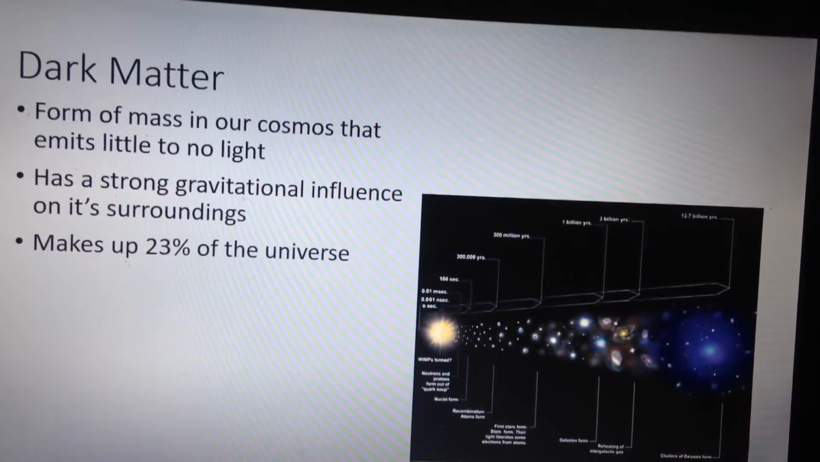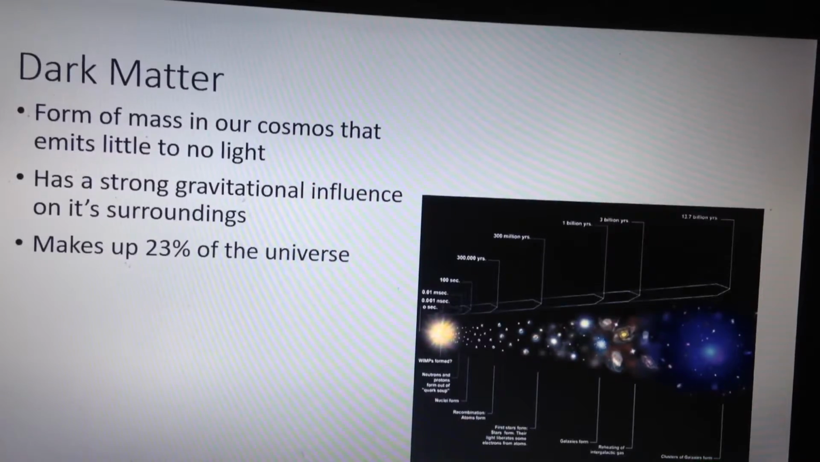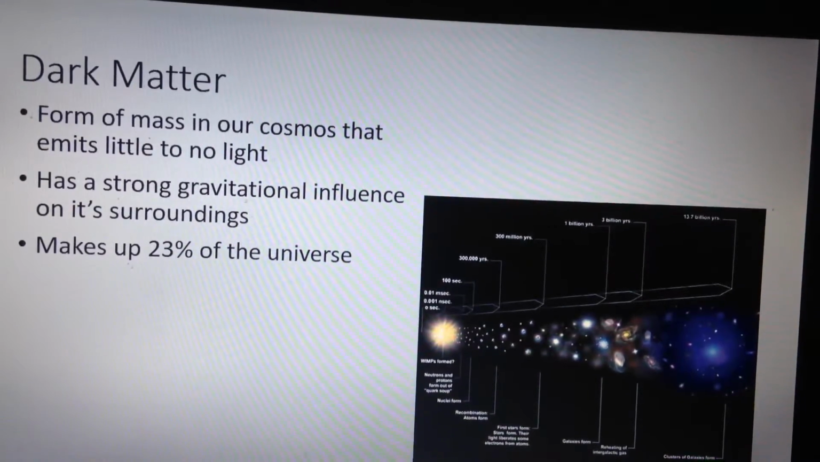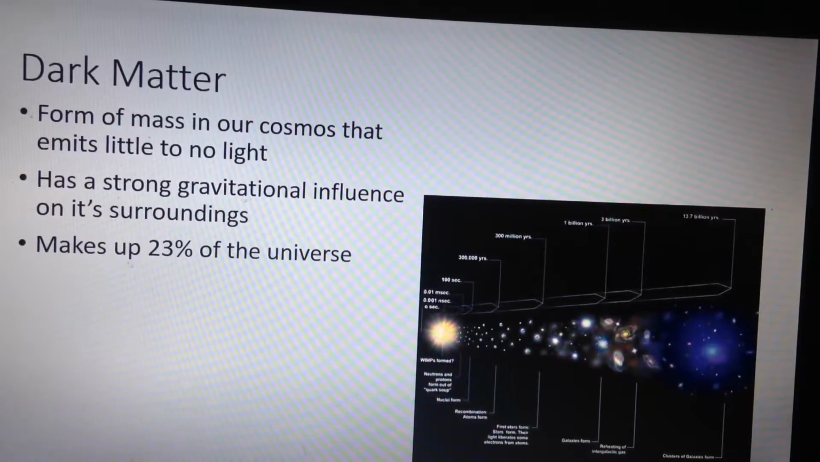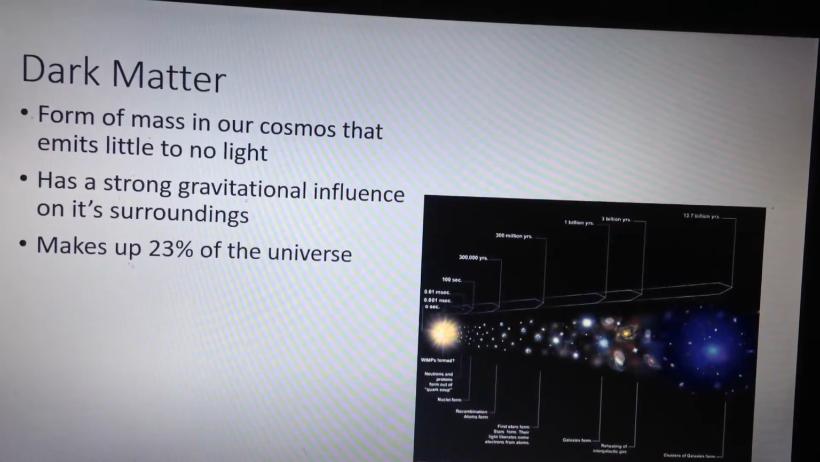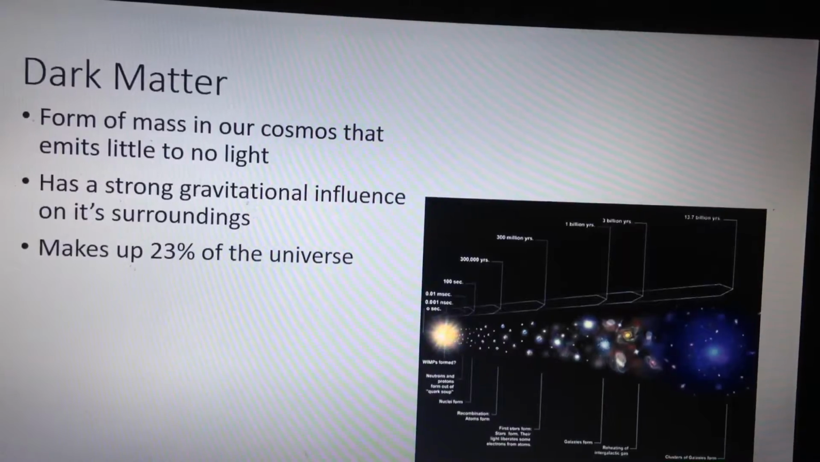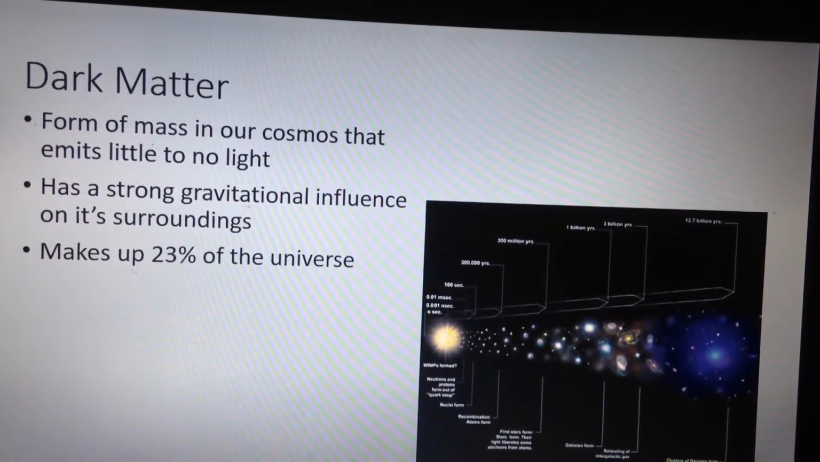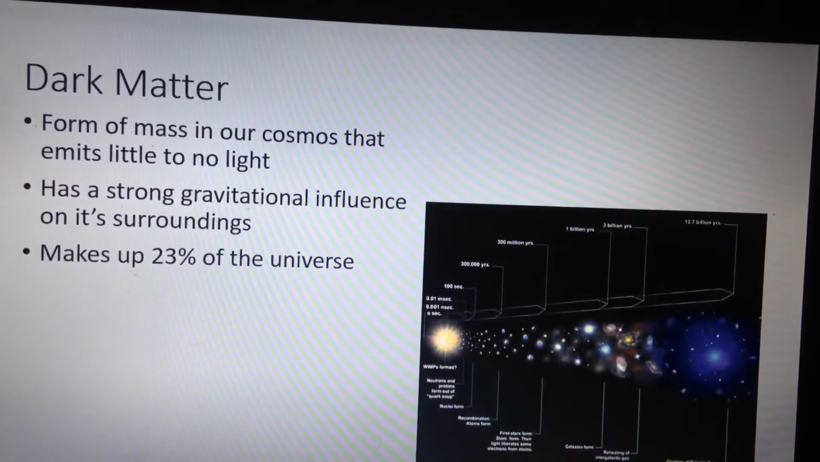Dark matter's existence is not visible to the human eye because it emits little to no light. However, it has a strong enough gravitational influence on its surroundings that supports its existence. Surprisingly, dark matter makes up 23% of the universe.